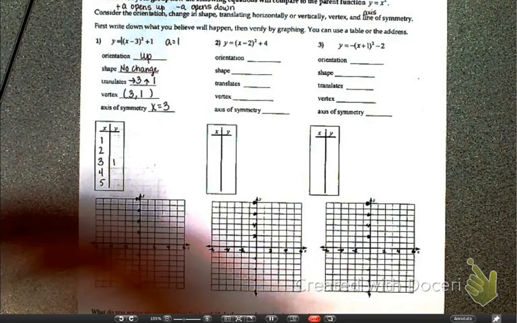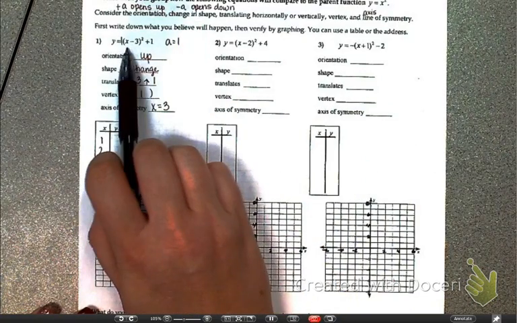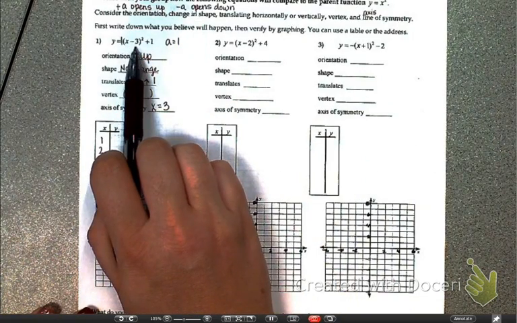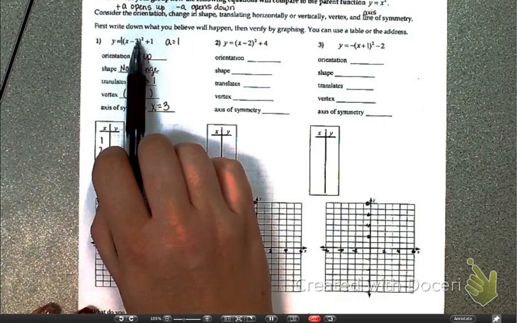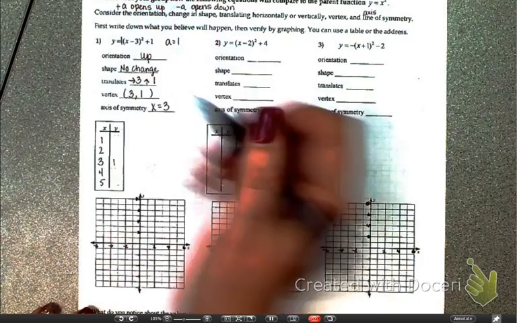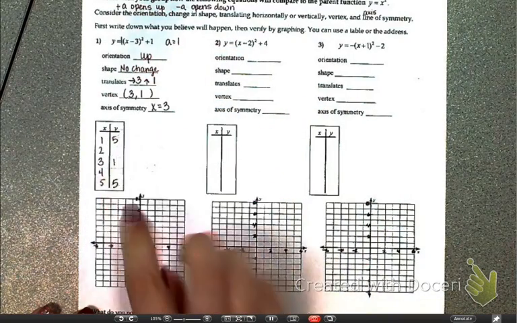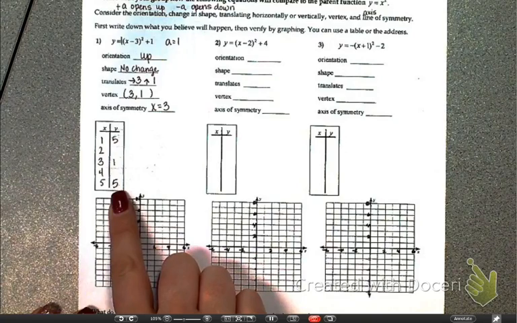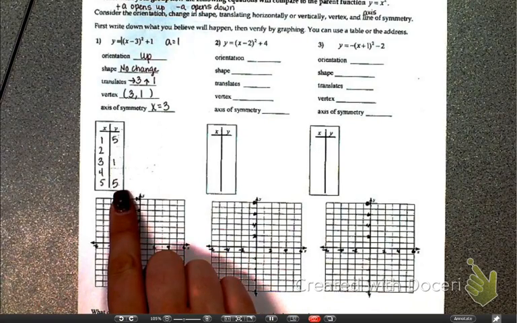Okay? So let's plug in the easiest number. I'm going to plug in 1. So 1 minus 3, negative 2. Negative 2 squared, 4. 4 plus 1, 5. So because it's symmetrical, it should also be 5 down here. Right? If you don't believe me, you can plug it in, but I promise that it is. You believe me? Okay, good.